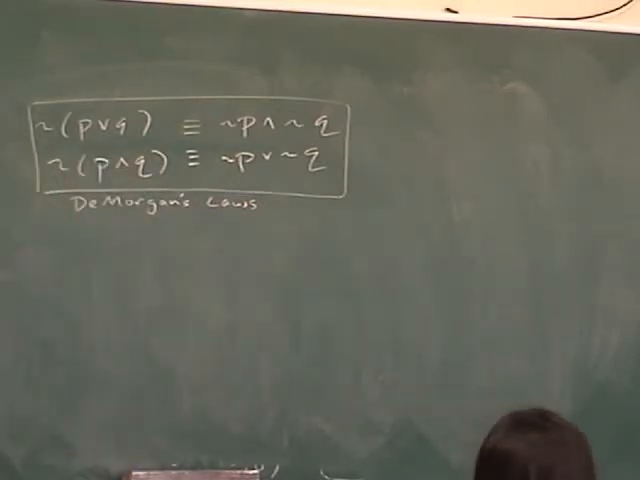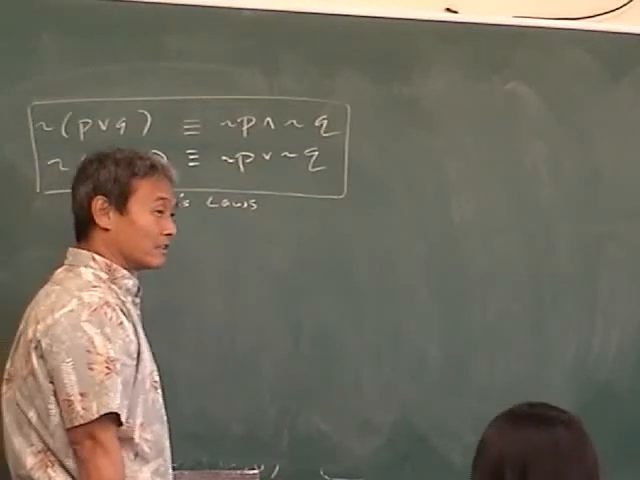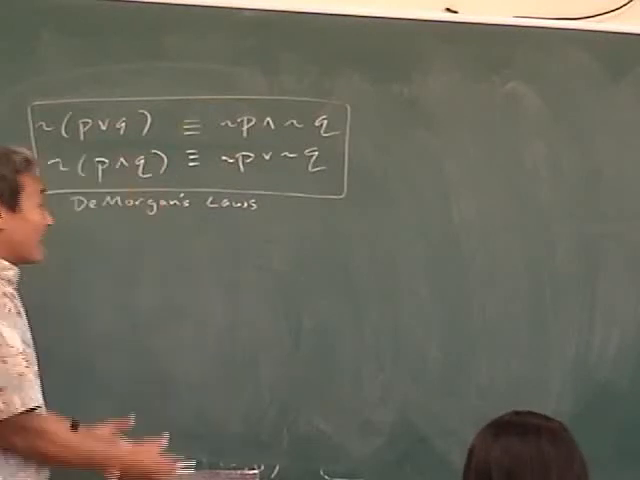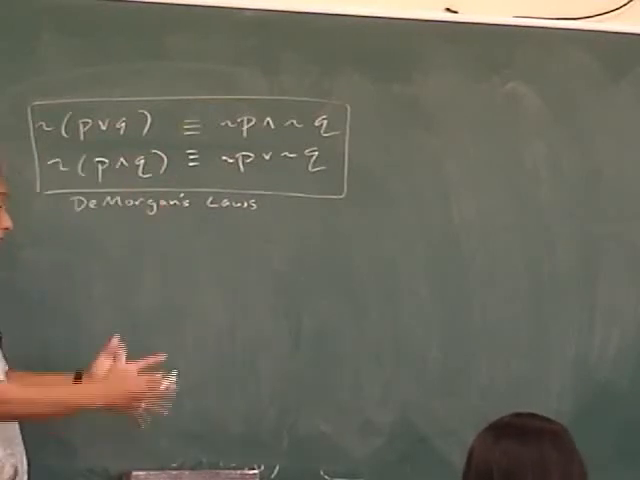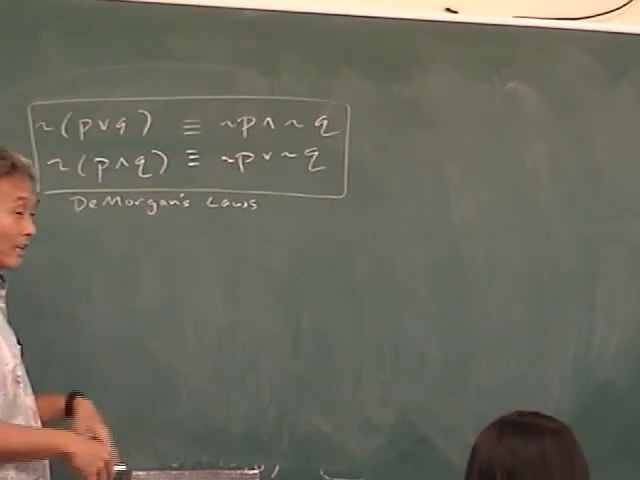Named, of course, after the logician Augustus De Morgan. Never heard? Could you even name 3 logicians? What's a logician? A person that studies logic. They dedicated their life to logic. Just like a magician, right? They dedicate their life to magic.